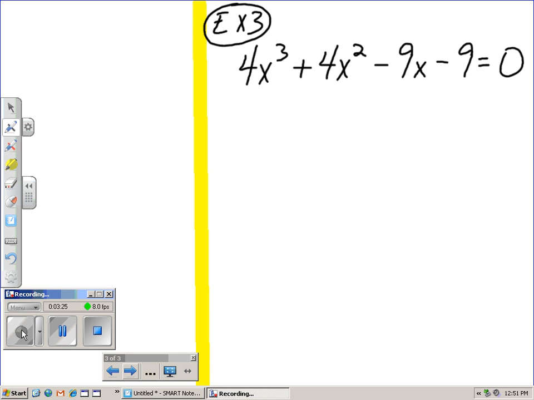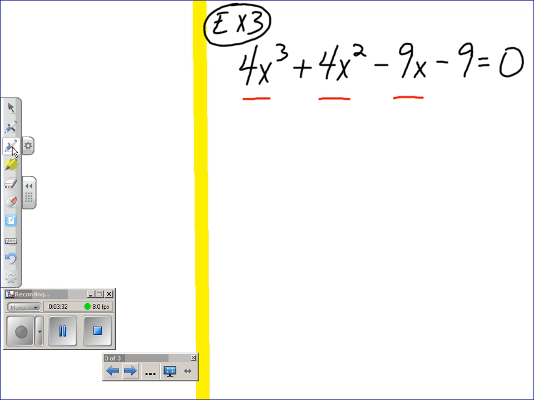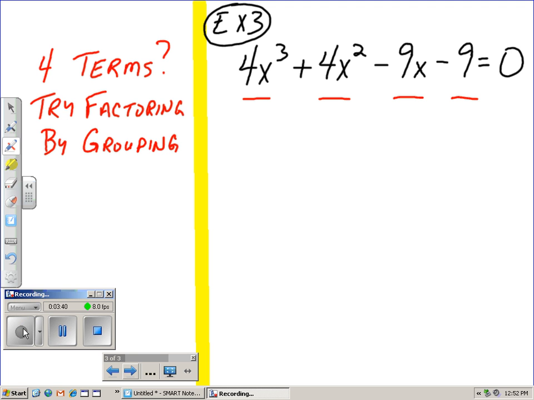All right, our next problem is an example for your problem number 3. Notice that we have 4 terms here: first term, second term, third term, fourth term. Whenever I see 4 terms, the first thing that goes through my head is I'm probably going to factor by grouping. I'm going to try and take these numbers in the order they are.